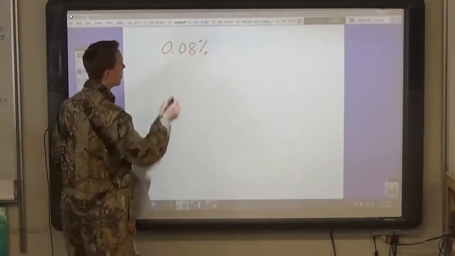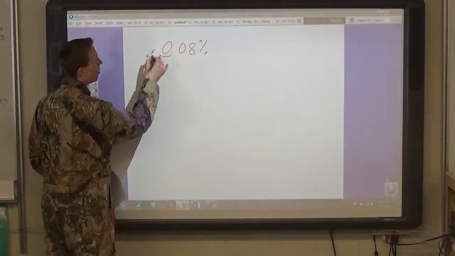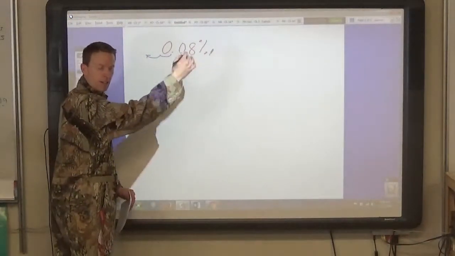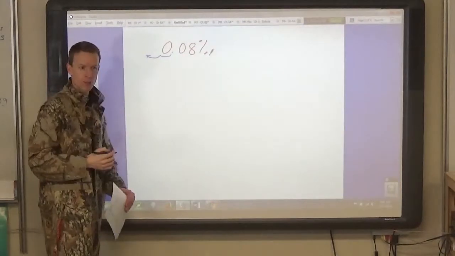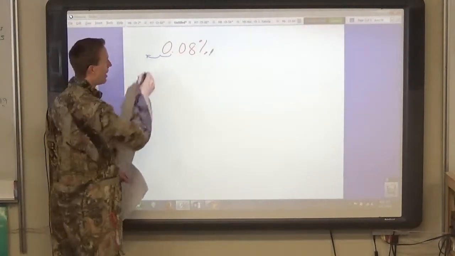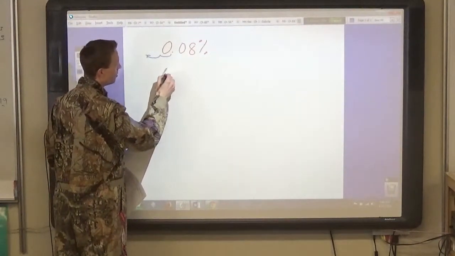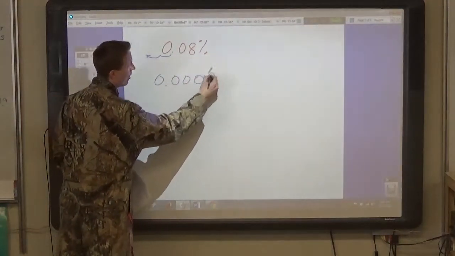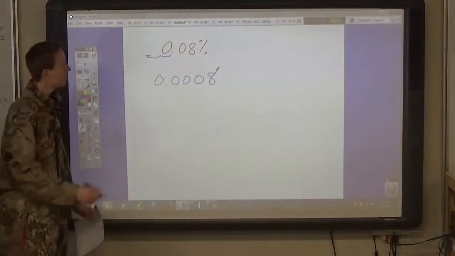Divide by 100. First divide by 100. So don't move it to the right. When you're multiplying by 100, you move the decimal to the right. When you're dividing by 100, you move the decimal place to the left. Write the decimal form first. So that would be 0.0008. Right?